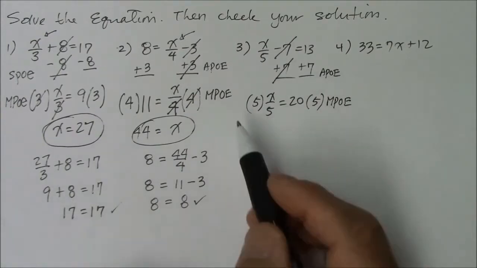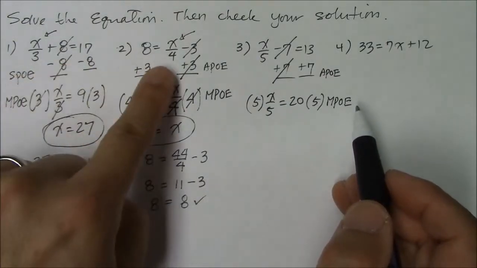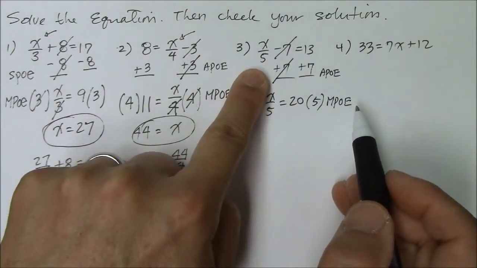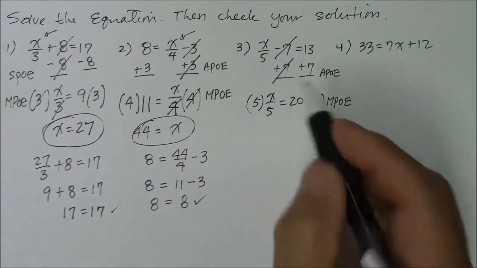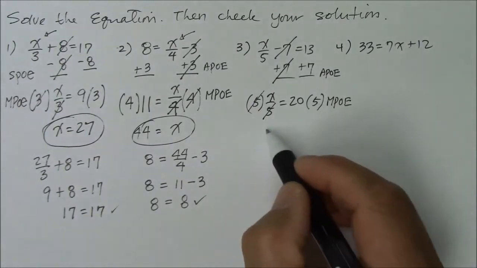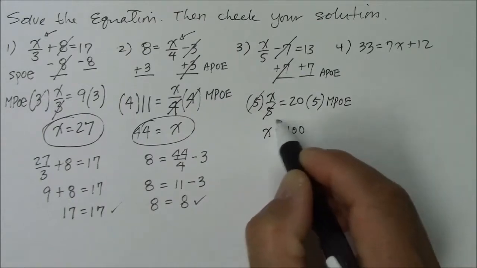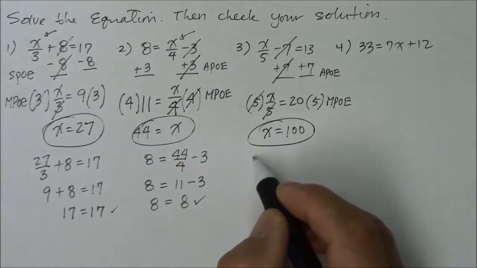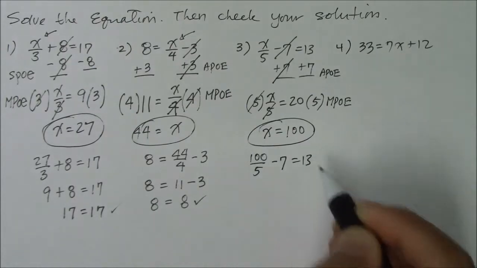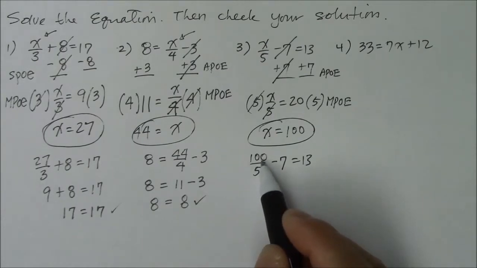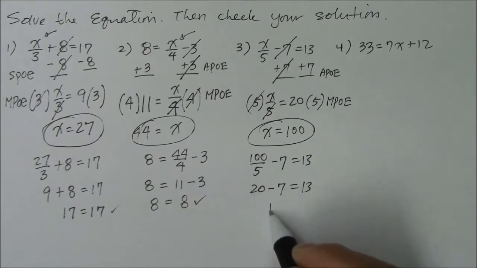Hey, what do you know? Multiply, multiply, multiply. Anytime you see a fraction, you know you're going to multiply by that same denominator. You see a pattern here? So the 5 cancels the 5 denominator, leaving you with x is equal to 20 times 5, which is 100. To check, let's plug it back into the original equation. 100 over 5 minus 7 is equal to 13. How many times does 5 go into 100? 20. And 20 minus 7 is, in fact, 13.